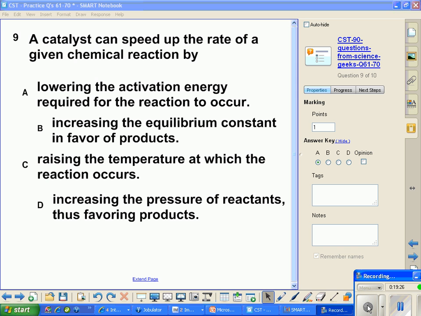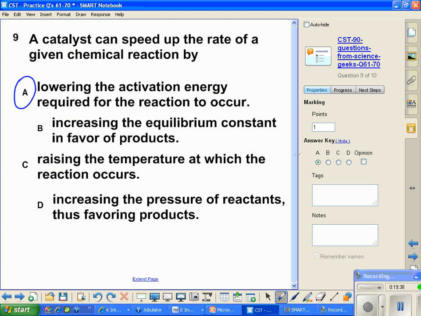Okay, in this question, we just want to know what a catalyst does. And what a catalyst does is it lowers the activation energy, and that's all that it does. As it lowers the activation energy, it will speed up the reaction. Increasing the equilibrium constant in favor of products is going the wrong way. Raising the temperature at which the reaction occurs is, in this particular case, unknown because we don't know whether it's an exothermic or endothermic reaction.